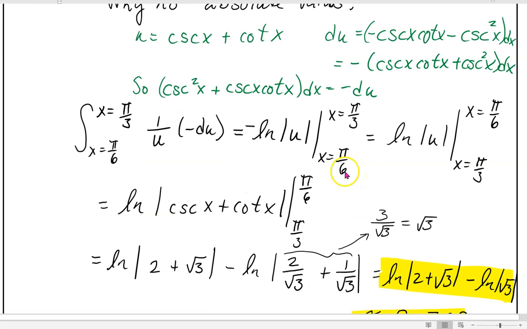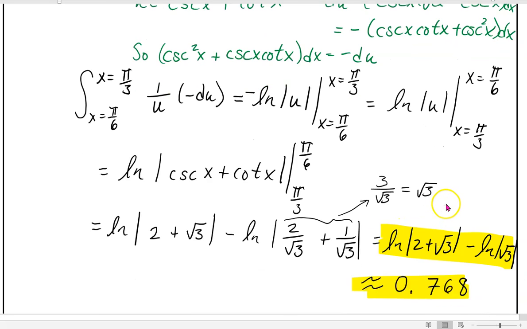Then we can make the substitution. Notice that we have a negative here, and I dealt with the negative by switching the limits of integration. Then I can evaluate it, and I can replace the u again with cosecant of x plus cotangent of x and plug in the limits of integration. When I did that, notice that I got 3 over the square root of 3, which reduces to square root of 3.